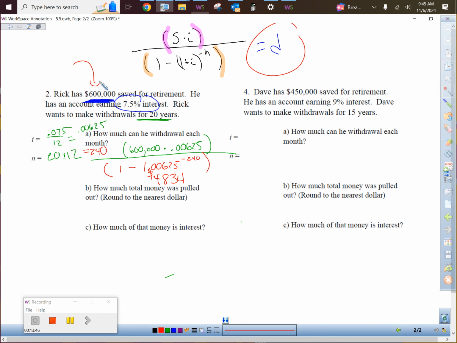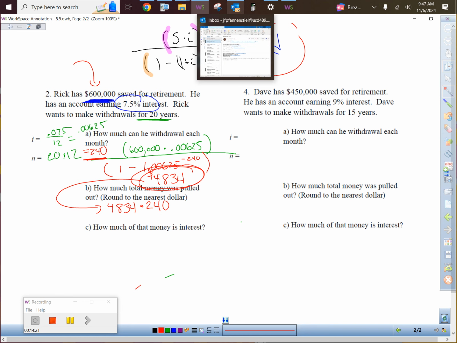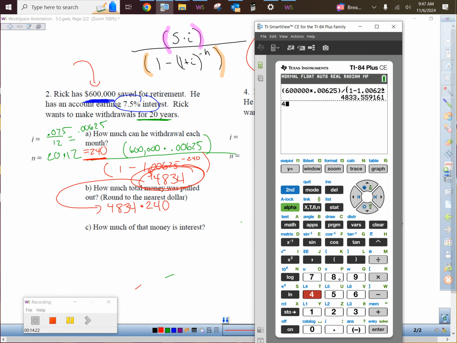So how much total money was pulled out? That's the same as before, right? Oh, I guess it's not the same as before. I apologize. This number, 4,834, because he did that every month, right? He pulled that out every month. Do we know how many months he did this for? 240. So that number times 240. Punch that in. 4,834 times 240. Rick took out over $1 million in this time.